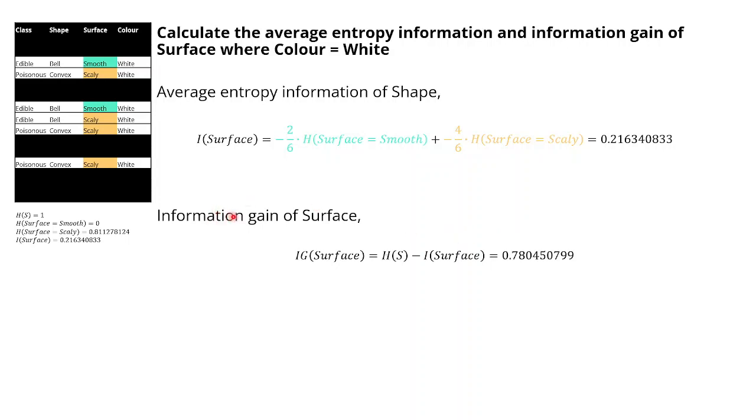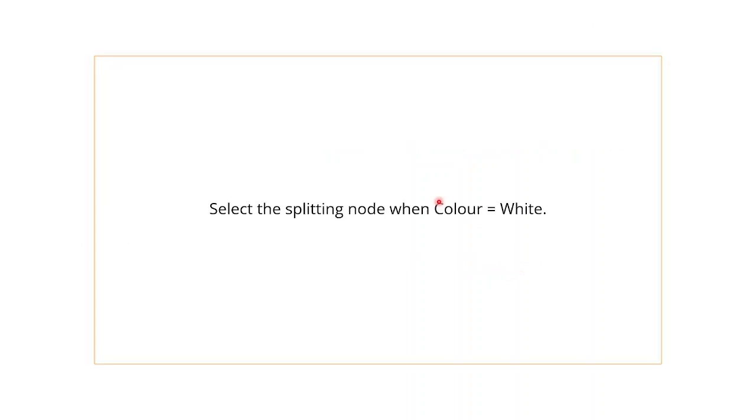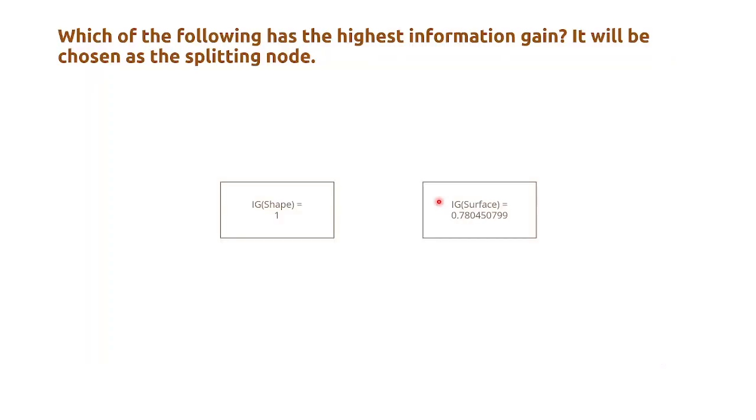Ang information gain dayon sa surface is gisubtract na nato ang entropy sa whole nga dataset minus the average entropy sa surface, which is equal to 0.78 something. Next, we select the splitting node when color is white. So, asam, okay. Sige, pag-answer mo, asa man diri ang pinakadako og information gain?